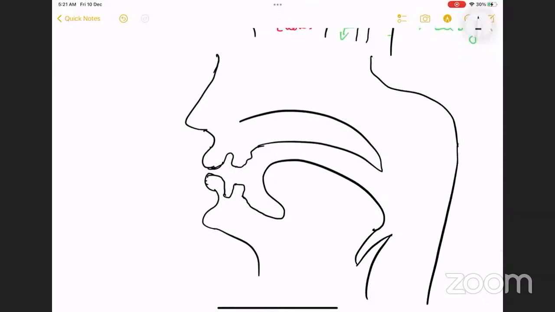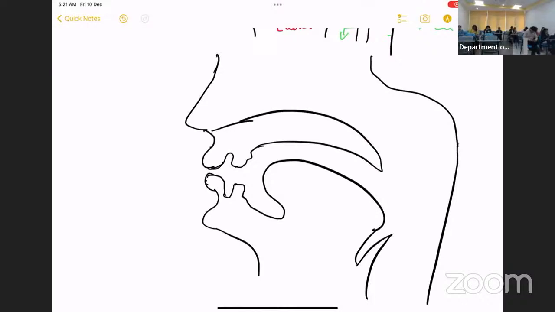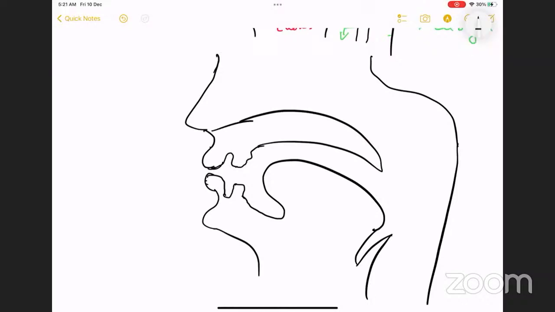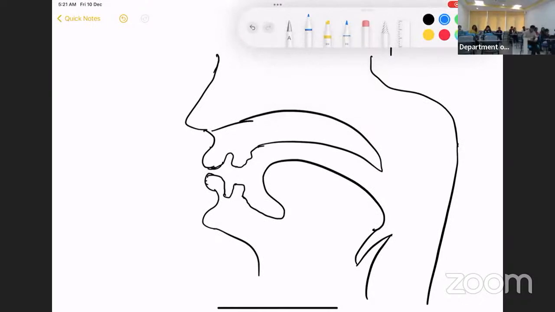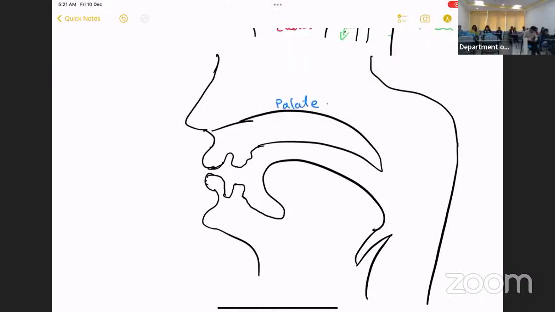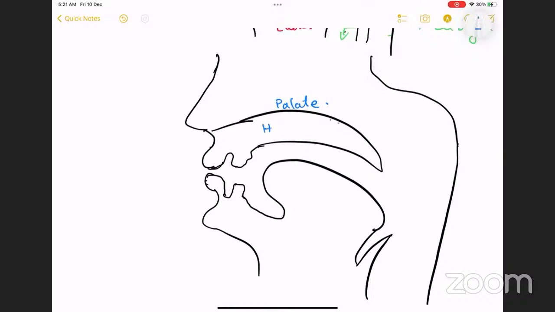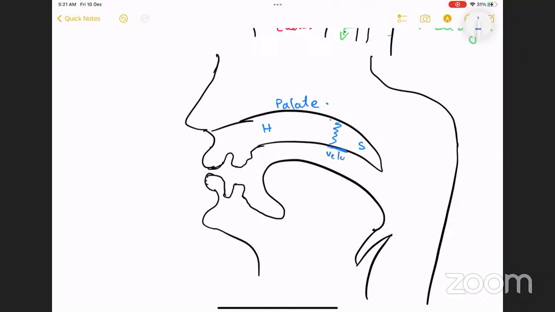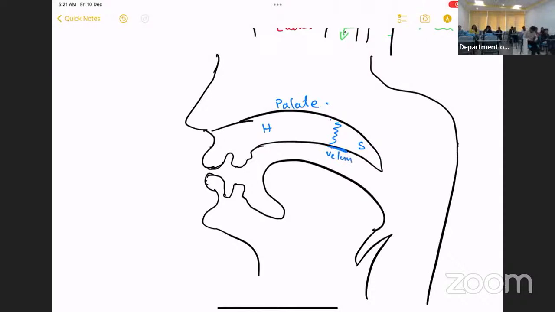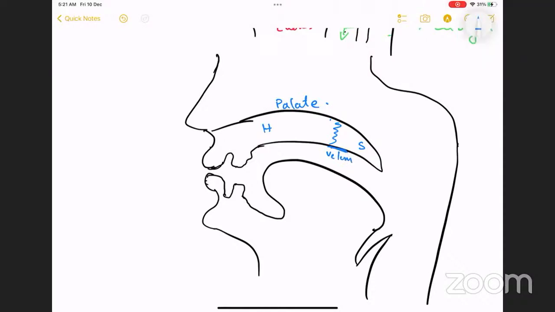So you can identify the structures here, right? I'm not going to label all the cavities, but a few things I would like to label here so that we can understand the structures a little better. So you have the palate. Remember, we have the hard palate and we have the soft palate. And this region here, we call the velum. And then we have the tongue, which is important.